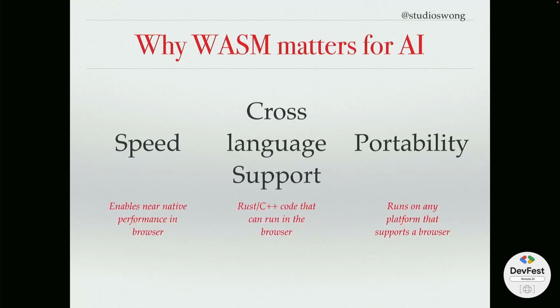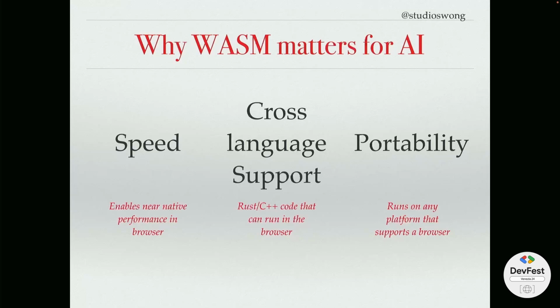Like you can write it in Rust, you can write it in C++, you can write it in Python. And you can run it in the browser without relying on JavaScript. And that's key because all these AI developers or application developers develop using these Python libraries, and then you can make use of Wasm to compile it so that you can execute in JavaScript. And of course, a big part is portability. You just need a browser.